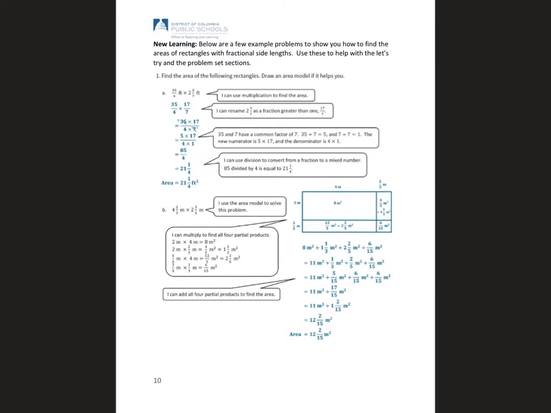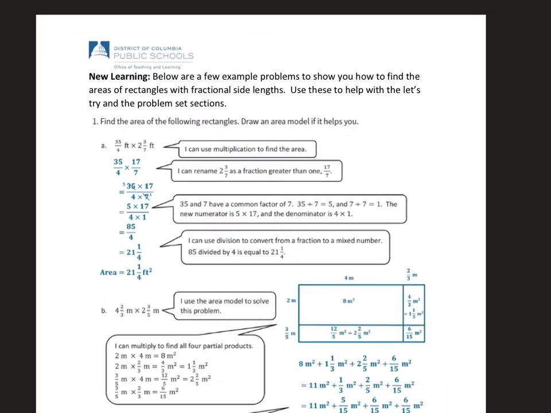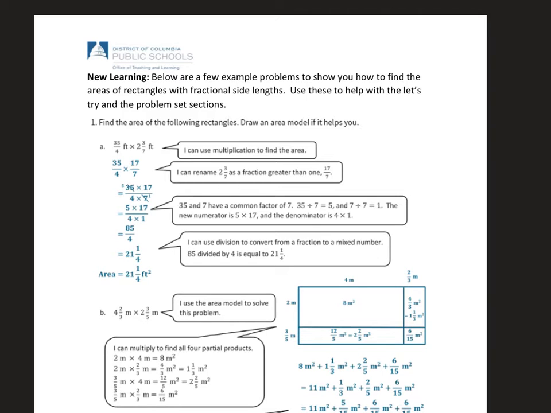Okay, so if you look at this and are like, oh my gosh, why is there so much writing on here? I totally understand. It's really not anything that you don't already know how to do or anything we haven't done. It's just that it's a lot on one page. So up at the top, all they did right here on A is they had one of the dimensions was a fraction greater than 1, 35/4.